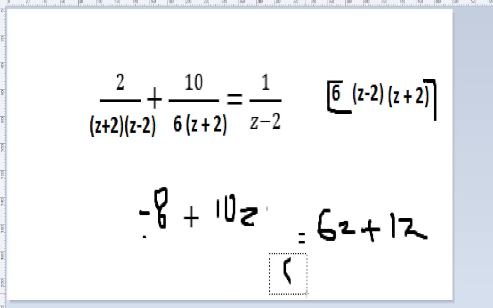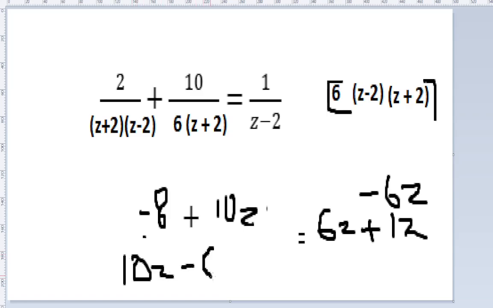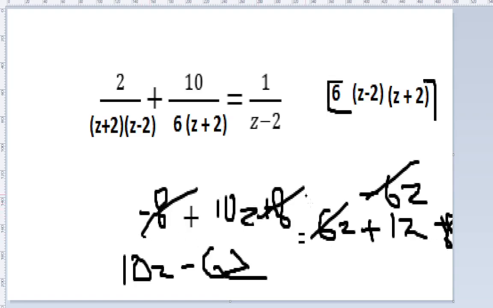And then I got to get all my z's on the one side. So I got 10z. So I'm going to bring this 6z over by subtracting 6z to both sides. So I get 10z minus 6z. And it's essentially going to cancel out on the right. And this minus 8 on this right side, I'm going to add plus 8 to both sides. It'll cancel it on the left. And I'm left with 12 plus 8 over here is equal to 20. And then this 10z minus 6z, of course, is 4z.